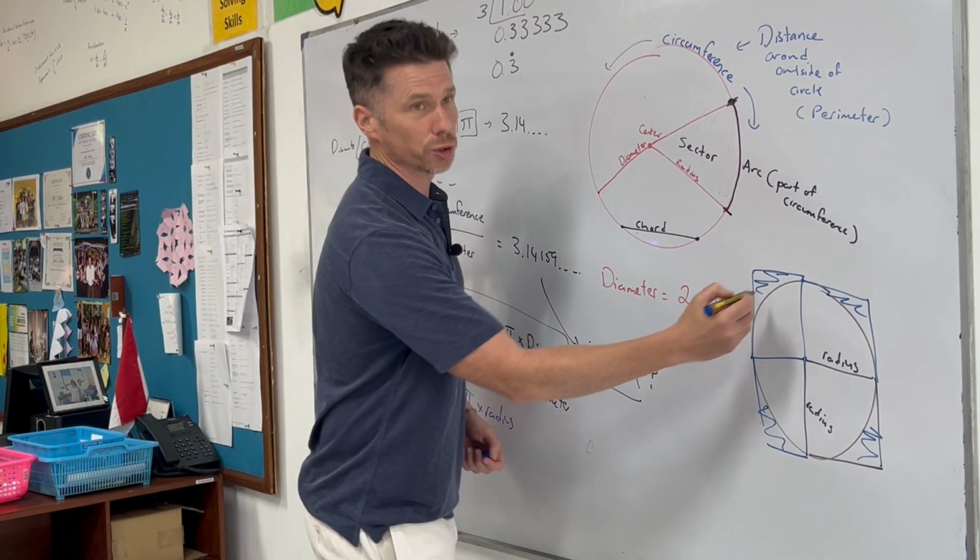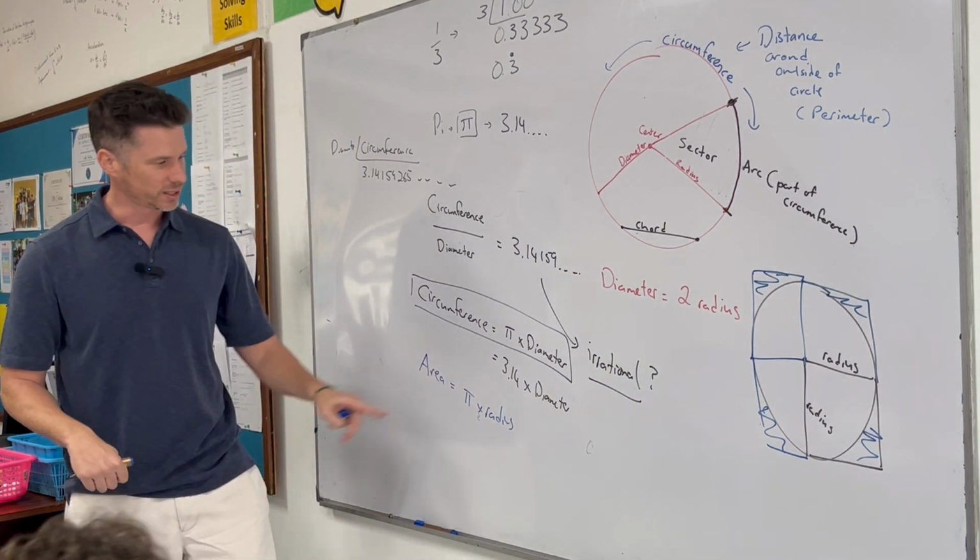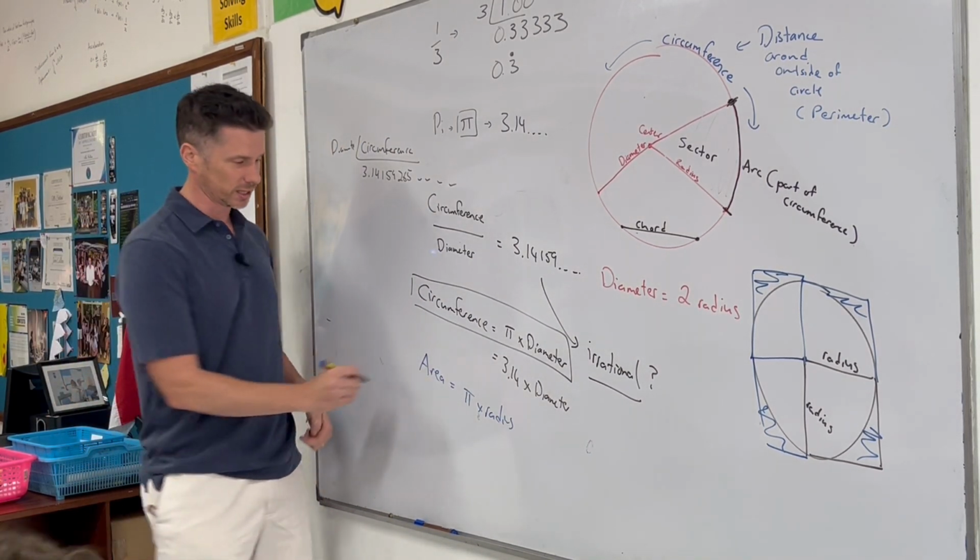It's not 4, because we got too many. It's not 3, because that's too few. So it's 3 and a bit times the radius squared.